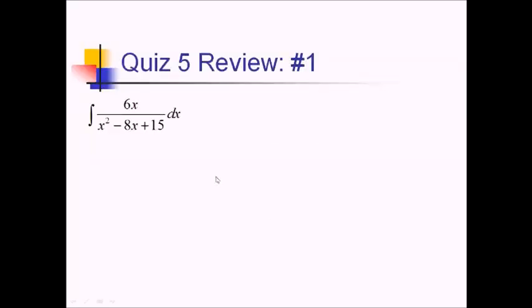For this problem, we're trying to integrate this expression. Now, this is a good candidate for partial fractions. The reason we're going to use partial fractions on this, well, we've got a fraction that we can't simplify, and we also can't use substitution. If you take the derivative of this denominator, 2x minus 8 is not going to help you out with canceling out this 6x. So really, partial fractions is kind of our last resort.